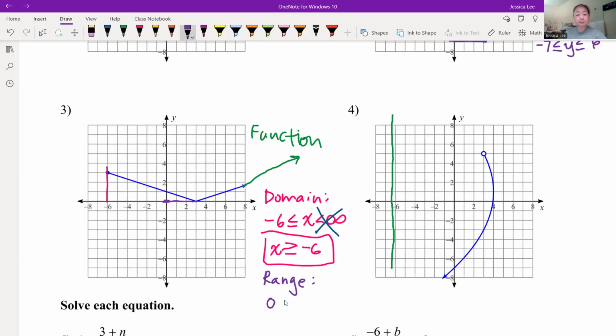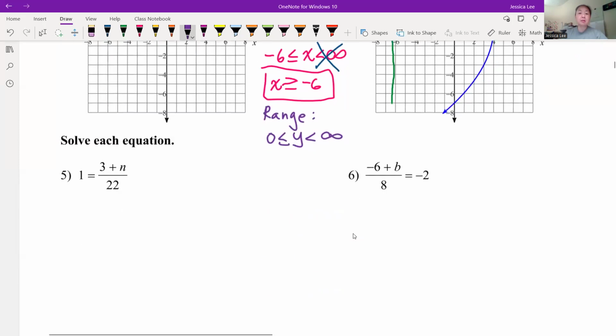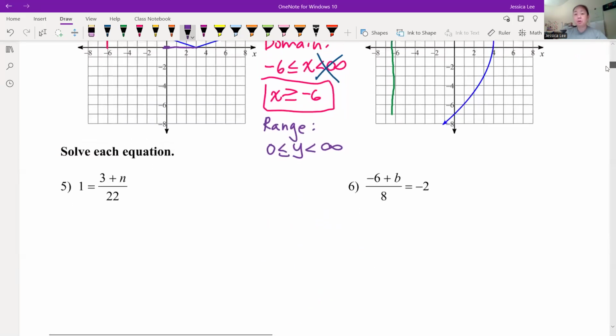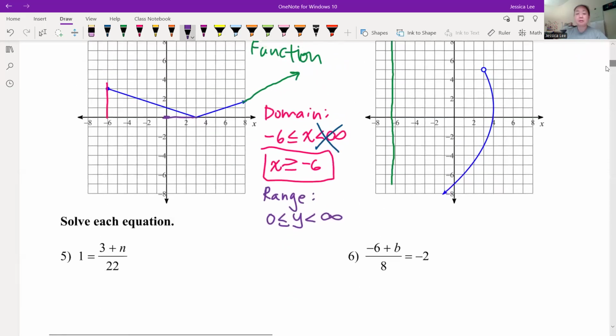So the lowest point is 0, less than or equal to y, which is less than positive infinity because it's going up to positive infinity. So again, just like how we did for the domain, we can rewrite this without the infinity, and we could just say y is greater than or equal to 0. Which makes sense because y never goes down below the x-axis, right? It never goes negative, right? So y can be anything at 0 or higher. Okay, that's how that goes. All right, so we got the range and we got the domain. Okay, we're done. On to number 4.